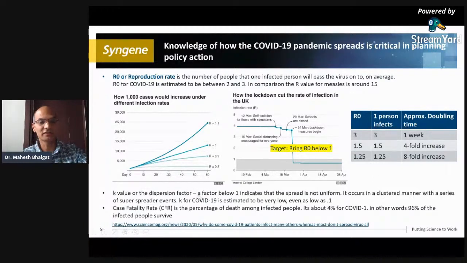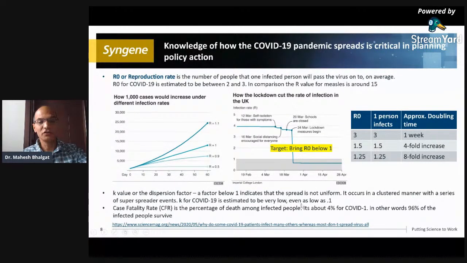Now let's talk about the K factor. The K factor is another component that determines how this disease spreads. You can have a K factor of 1, or you can have a K factor of below 1. And the lower the number, the more the spread is in the form of a cluster, which means one person can really go and impact in a much bigger way, and it is not just a linear growth. Now, COVID-19 is estimated to be very, very low, and it may be even as low as 0.1. I'm not saying anything in a conclusive way, because some of these numbers are still being debated, still being understood, and of course they vary based on the conditions, the environment, and the measures that are being taken.